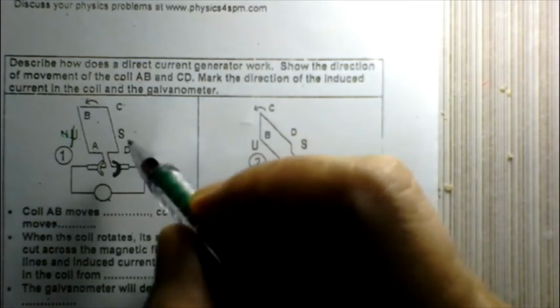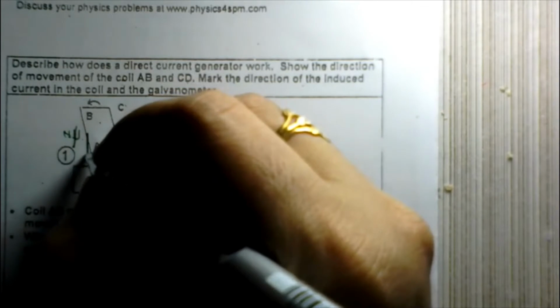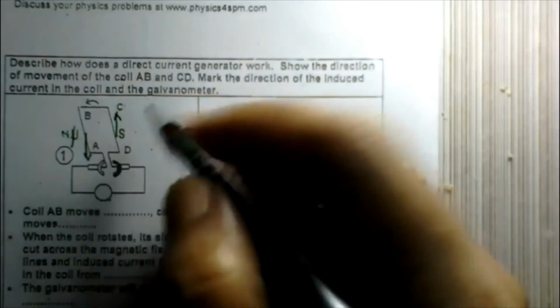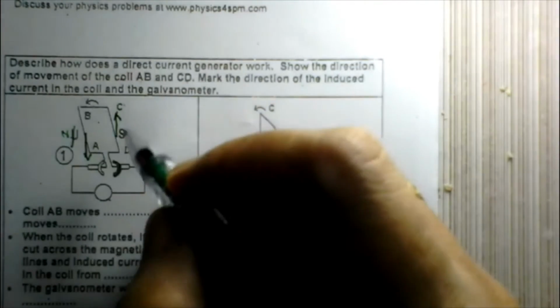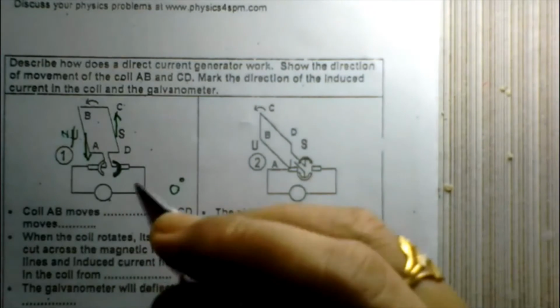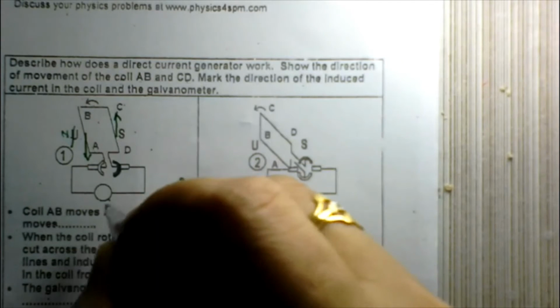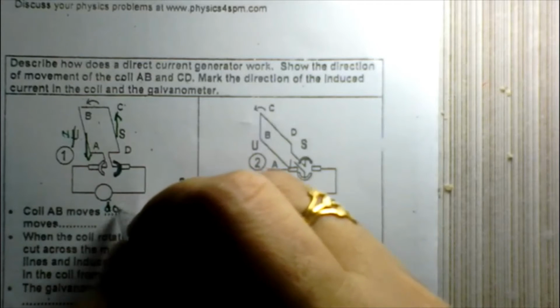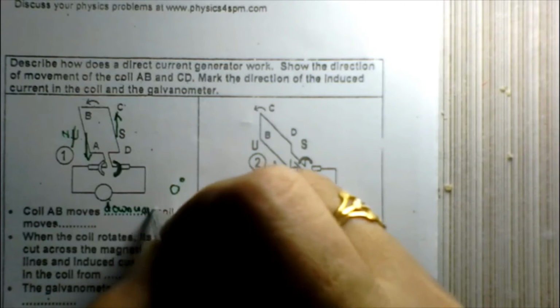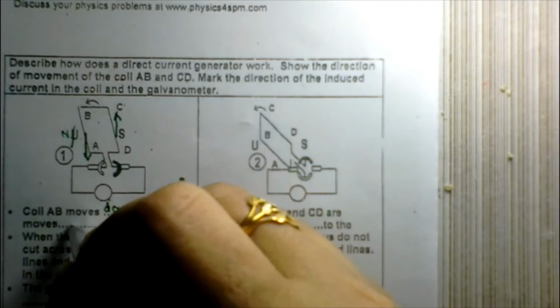Let's say we rotate the coil in the anti-clockwise direction. When we rotate the coil anti-clockwise, the force of motion on AB is downward and the force of motion on CD is upward. Thus it will rotate in the anti-clockwise direction. So you can say coil AB moves downward, coil CD moves upward. You can write this down or fill in the blank here.